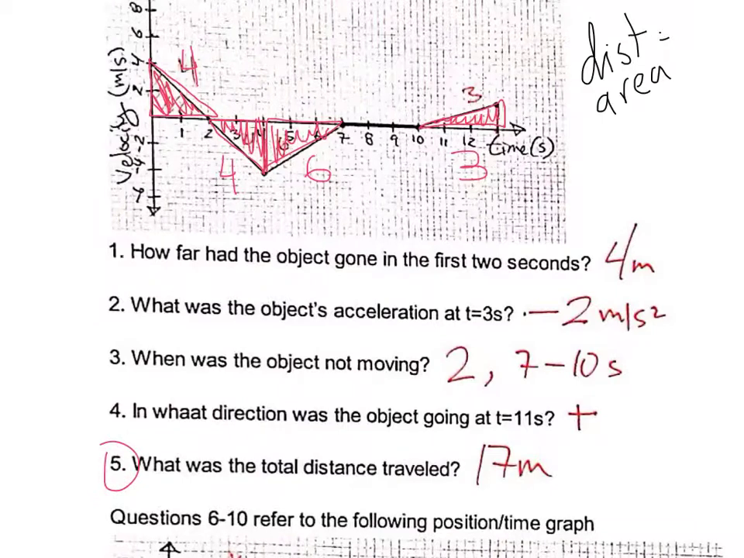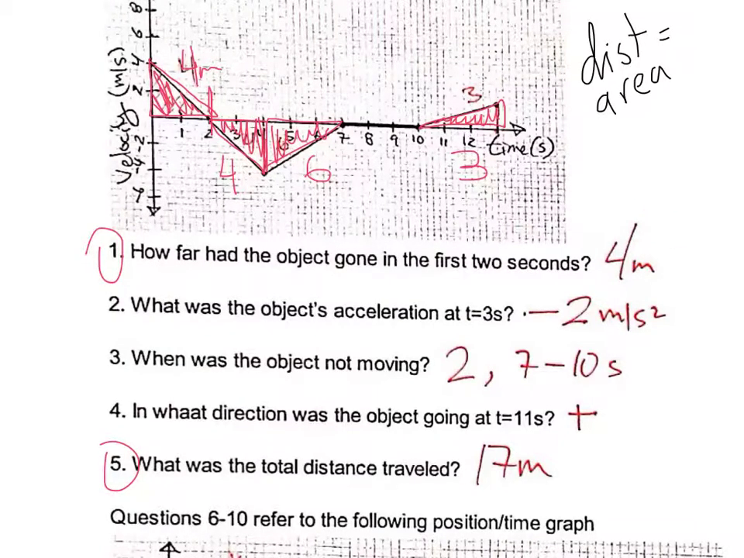Sorry, I'm thinking about question number 5. I went too far. Question number 1, so how far had it gone in the first 2 seconds? That would be 4 meters, and that's just how we ended up with this answer.